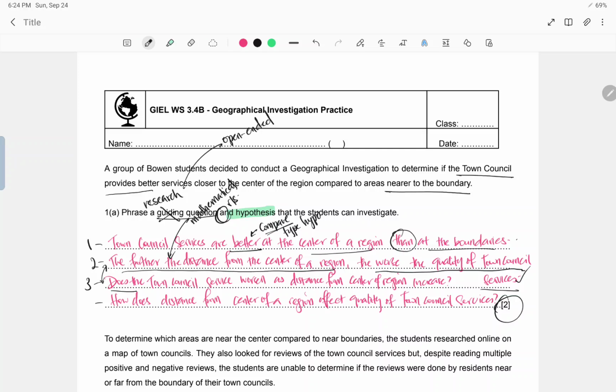Actually, most of you who wrote down this form, I wouldn't give the mark for it, because if you imagine the answer to this question, read the question. What's the answer? Yes, if not yes, no. Right? There's only 2 possible answers. How is that possibly open-ended? Right? For an open-ended question, the correct answer will be the 4th one. How does distance from the center affect the quality of town council services? Okay, so this is the accepted response.